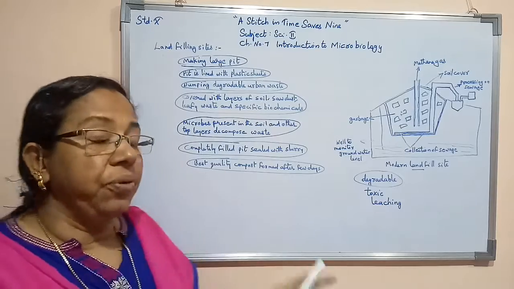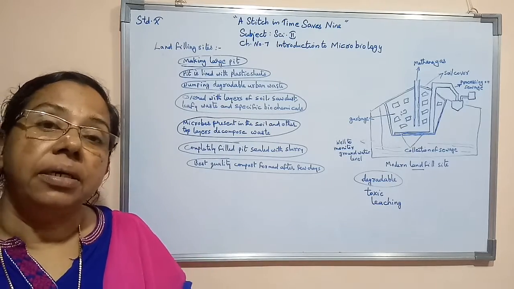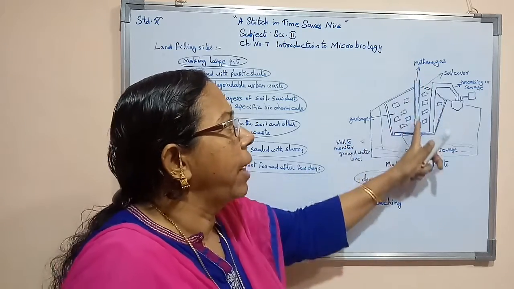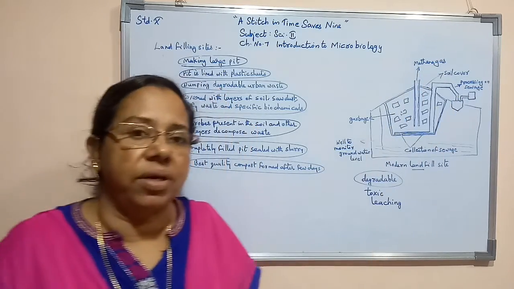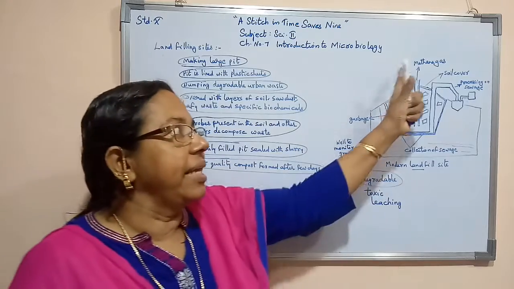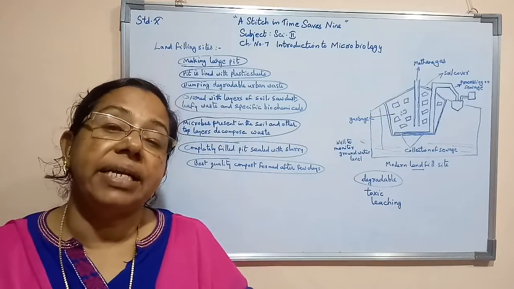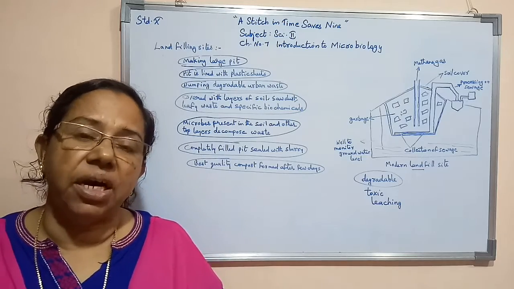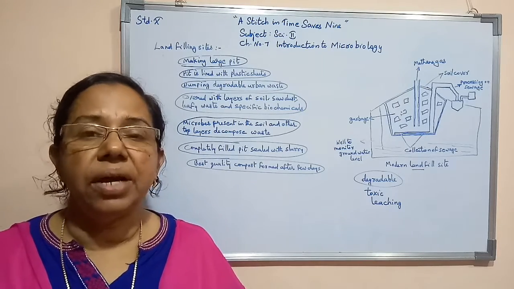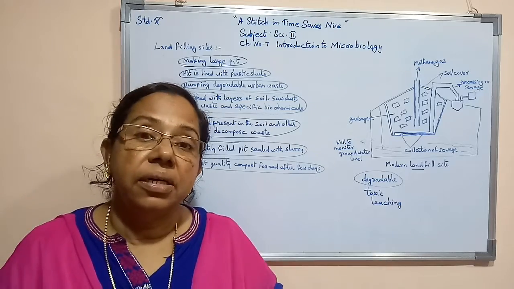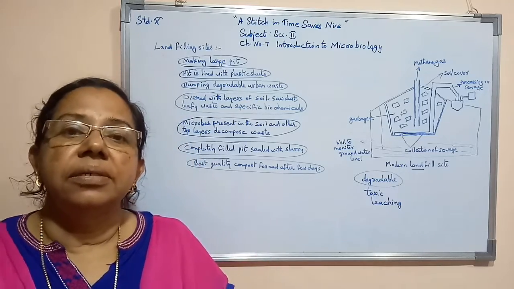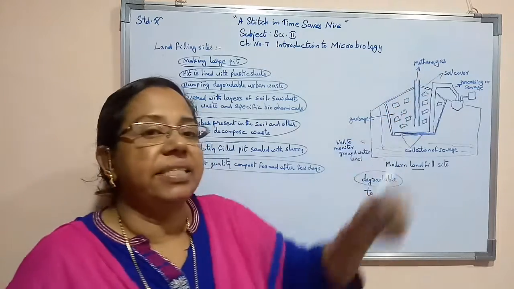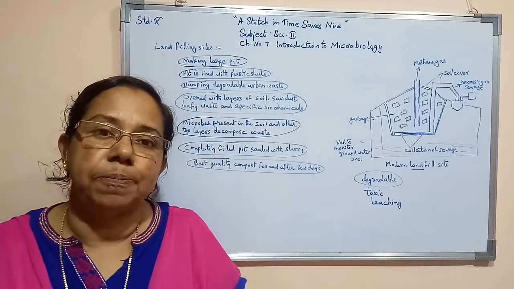Then within a few days, best quality compost will be produced, and since a gas collecting pipe is there, gas collection also will occur. Which gas is collected? Methane gas. That methane gas we can utilize for burning in our home. Here we are not using it, but where people get gas through pipelines, they can utilize such gas.